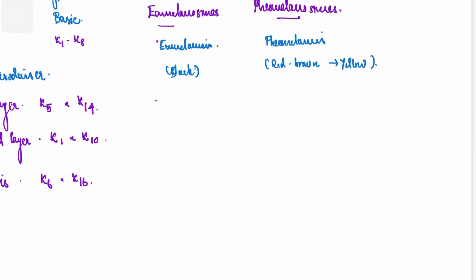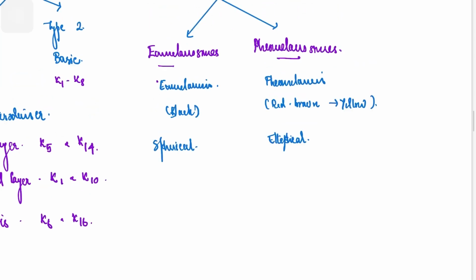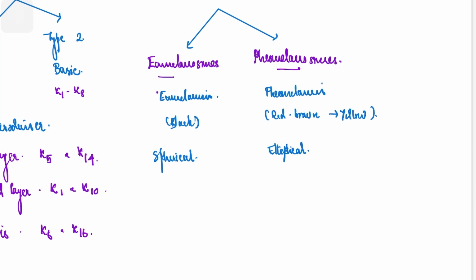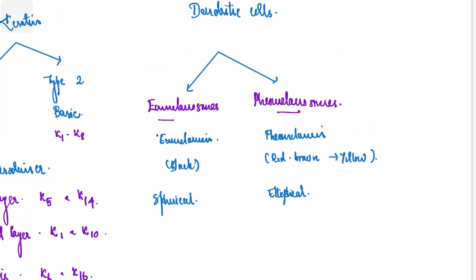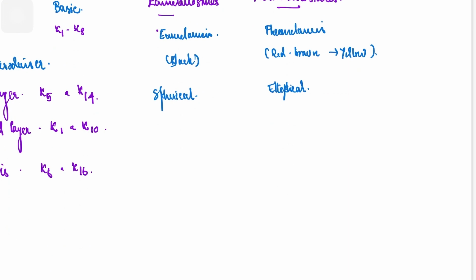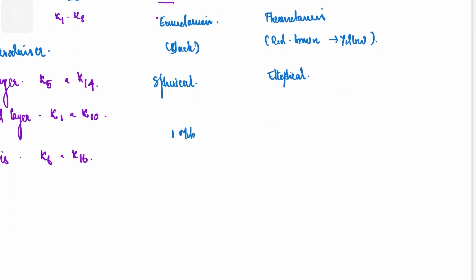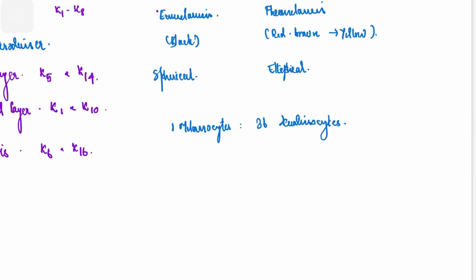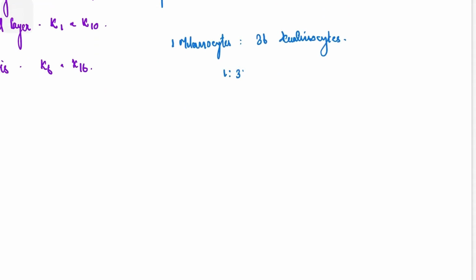The eumelanosome is a spherical shaped structure, and the pheomelanosome is an elliptical shaped structure. After production of these melanosomes, they are transported from the melanocytes to the keratinocytes through the dendrites. That is why the melanocyte is a dendritic cell. One melanocyte transfers melanosomes to 36 keratinocytes. That means one melanocyte interacts with 36 keratinocytes. So the ratio is 1 to 36, and this is called the epidermal melanin unit.